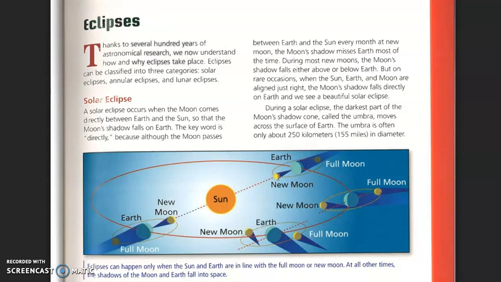So again, eclipses can happen only when the sun and Earth are in line with the full moon or new moon. At all other times, the shadows of the moon and Earth fall into space. So we will talk about what type of eclipse happens when there is a full moon, but is not a solar eclipse. So hold on for that.